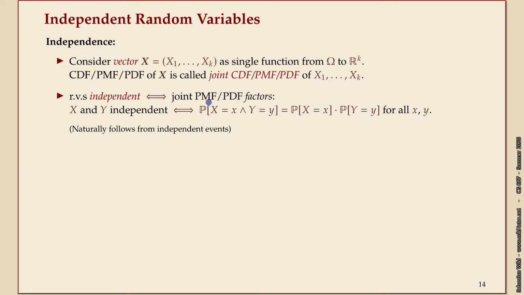For example, X and Y are independent if the probability that they together have certain values, so capital X, the random variable, is equal to little x, random variable Y is equal to some y, that has to factor into the probabilities of the two events. It seems like it's the same thing as for events, but I guess formally it isn't, but it naturally follows. And I guess for discrete, you can do the same for the probability density function, and it does the right thing.